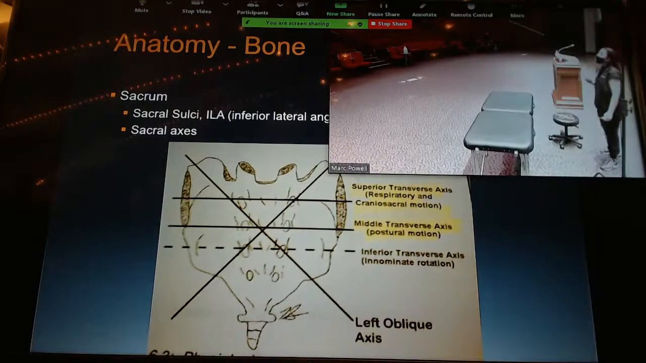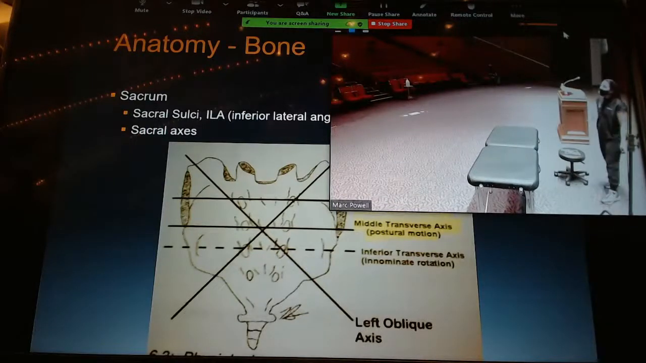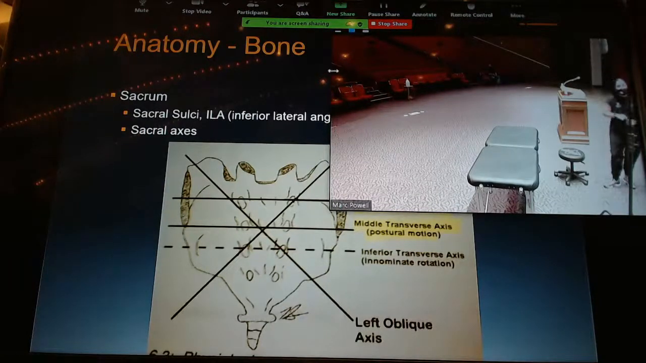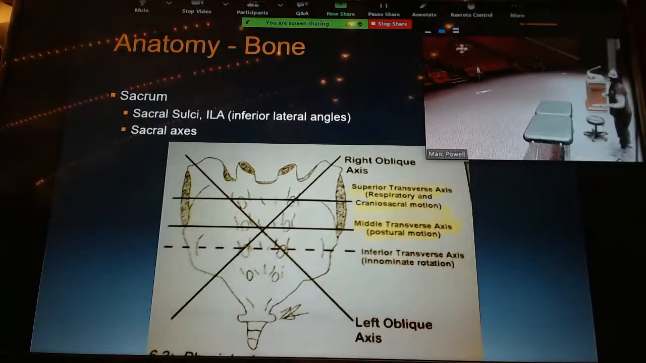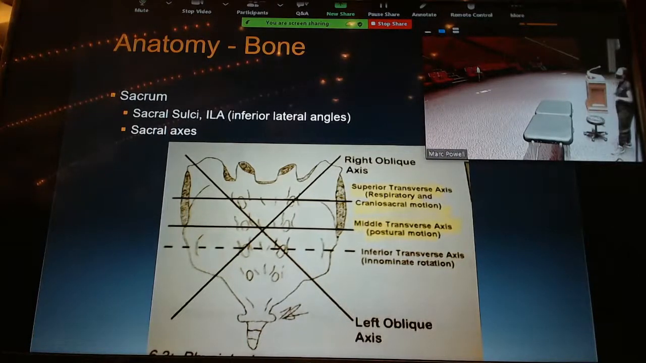Now, interesting, the correlation is important here because you've got that superior transverse axis, and it is also part of respiration. So when you are palpating somebody on their sacrum and you're having them breathe and you can feel that motion, it is going on that superior transverse axis. Also, remember that clinical note, I'll add some pearls towards the end. This one is also part of that craniosacral motion. It goes along that superior transverse axis.